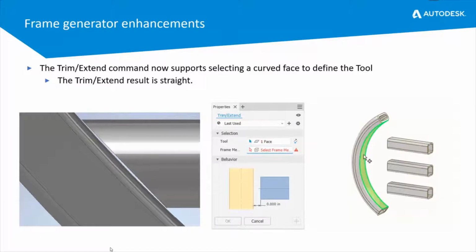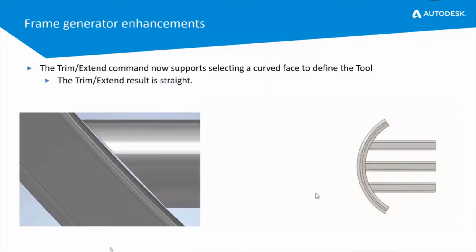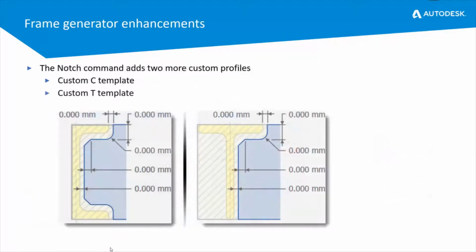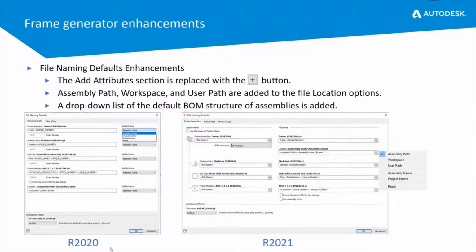The trim extend command now works very nicely with curved edges. So you'll see here we can extend to that curved edge, and the result is a straight cut. Our notches have been updated as well, and we can now update those as we move through. File naming's been enhanced, and let's have a look at that in the software.